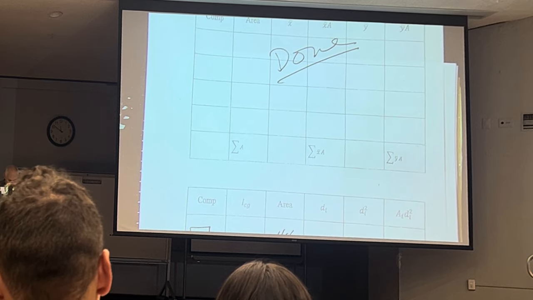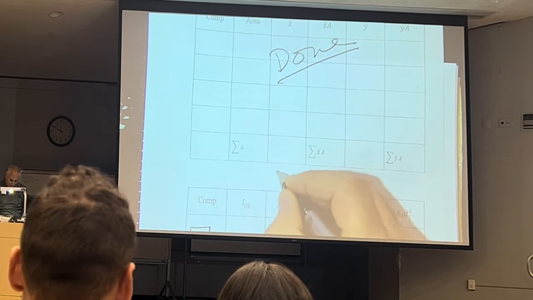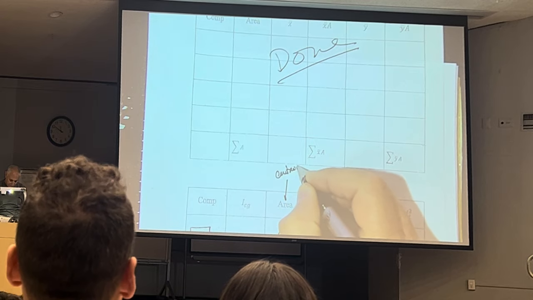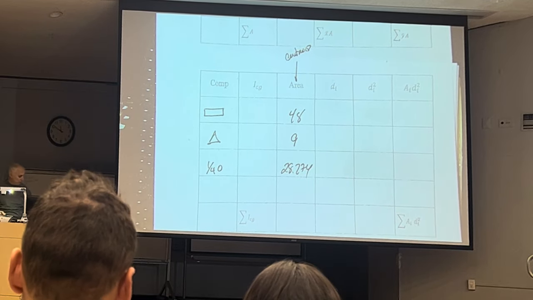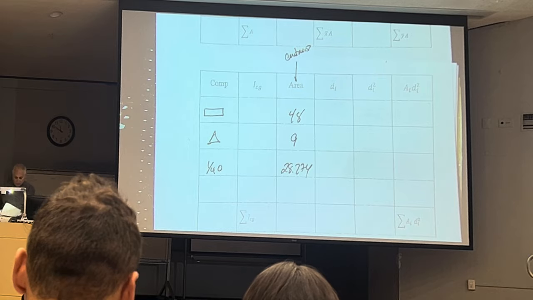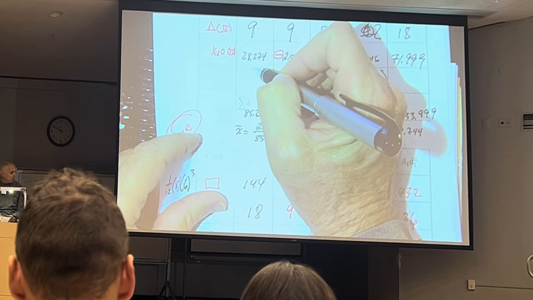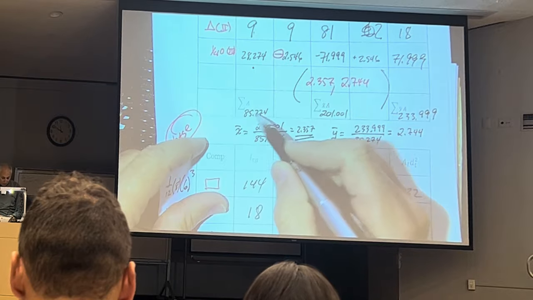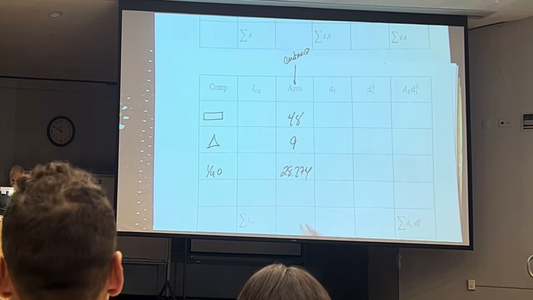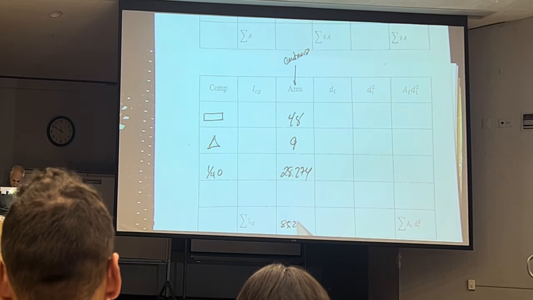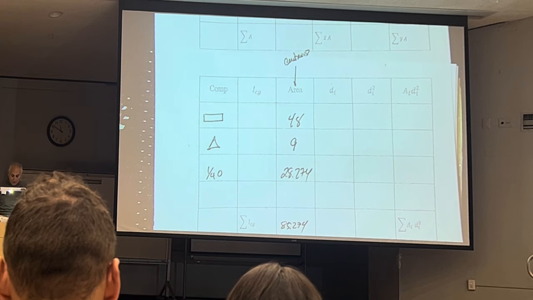My areas didn't change: 48, 9, 28.274. This is from the centroid calculation. We found that here, 48, 9, 28.274, and that total was 85.274. That's not changing. What are my DIs?